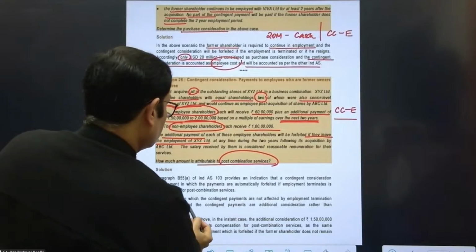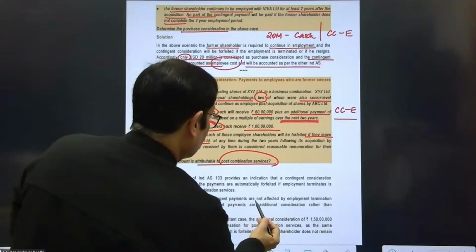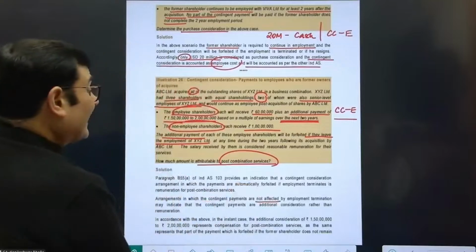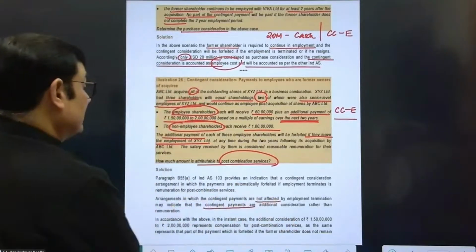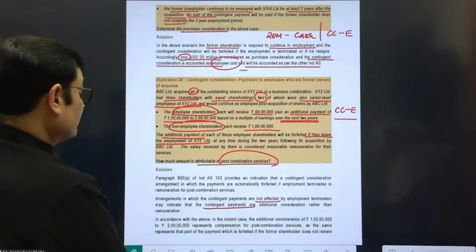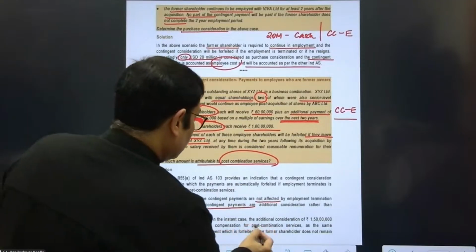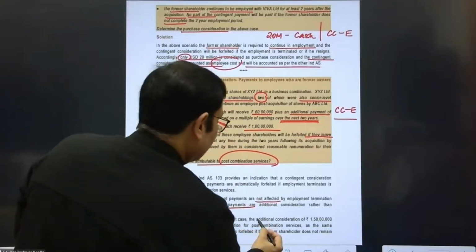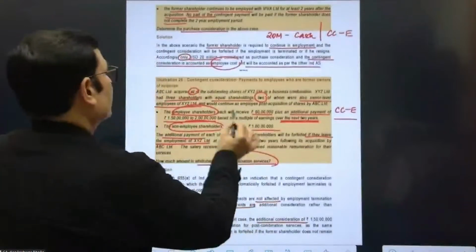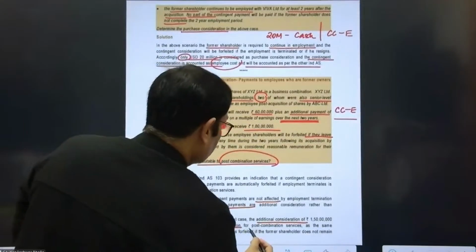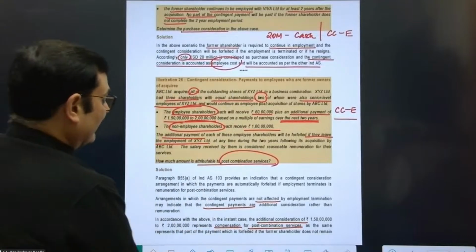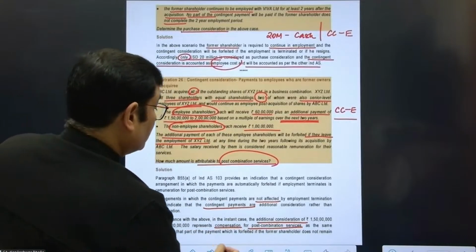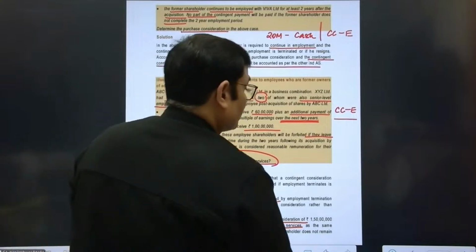An arrangement in which contingent payments are not affected by employment termination may indicate that the payments are in addition to the consideration. In accordance with the above facts, the additional consideration of 150 to 200 lakhs represents compensation for post-business combination services, and that represents the payment which is forfeited and does not remain with them.